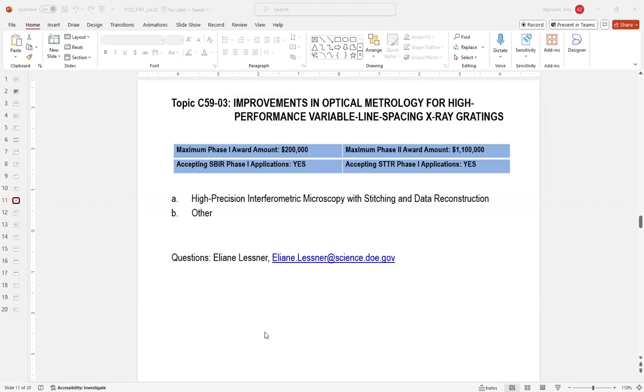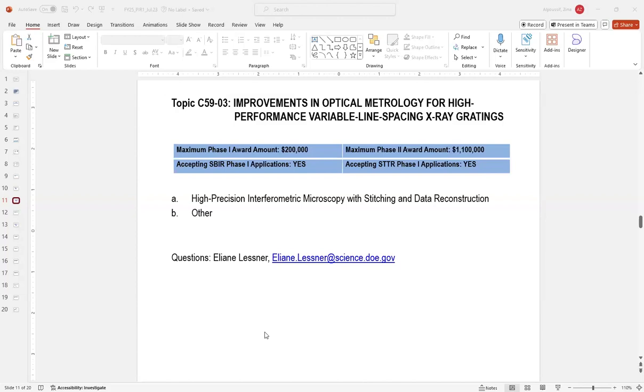3. This is aimed at taking advantage of the upgraded X-ray sources, as I alluded to earlier, which will have higher brightness and be more spatially coherent, by using more advanced metrology instrumentation and analysis methods to enable the production and verification of variable line spacing, VLS, X-ray diffraction gratings, pushing towards diffraction-limited performance, namely higher resolution and higher efficiency. Here we're looking for an innovative solution, a platform of sorts.